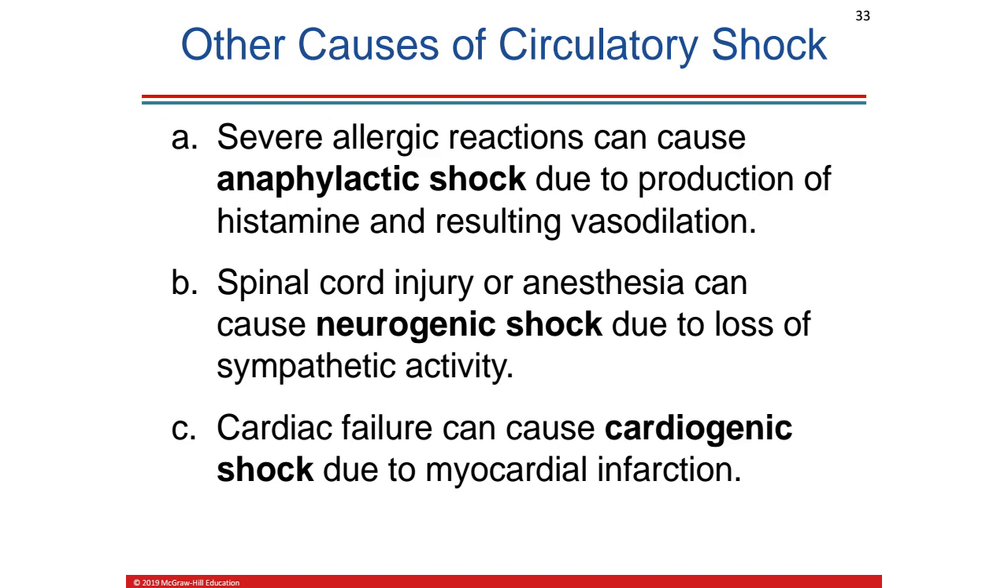Finally, cardiac failure can also lead to circulatory shock, and that's called cardiogenic shock. This is due to a myocardial infarction, also known as a heart attack. In a myocardial infarction, there's been hypoxia to a portion of the heart. So there's not enough oxygen to this heart, and you start the process of necrosis where the tissue actually starts to die. And this can lead to essentially insufficient pumping of blood by the heart, and that leads to this low blood pressure situation of cardiogenic shock.